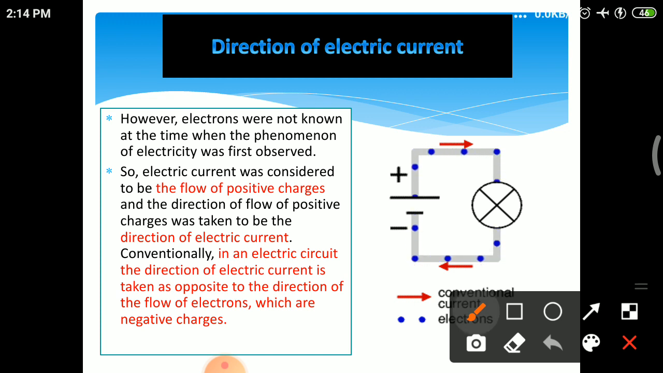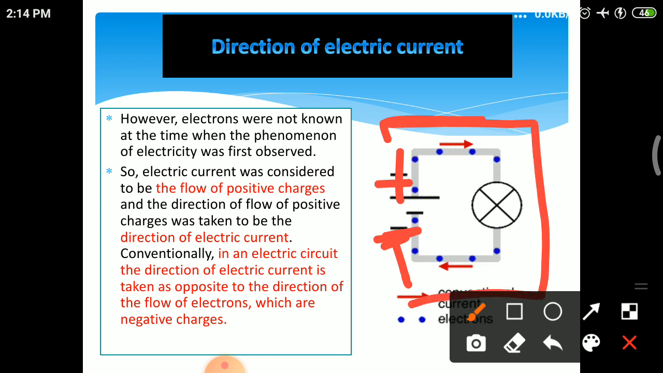And it is shown that the battery is connected positive and negative. Here the positive means the protons, negative means electrons. Before the electron was discovered, the scientists had discovered electricity. So they thought that positive charges constitute electricity. So the direction of electric current is from the positive terminal to the negative terminal.